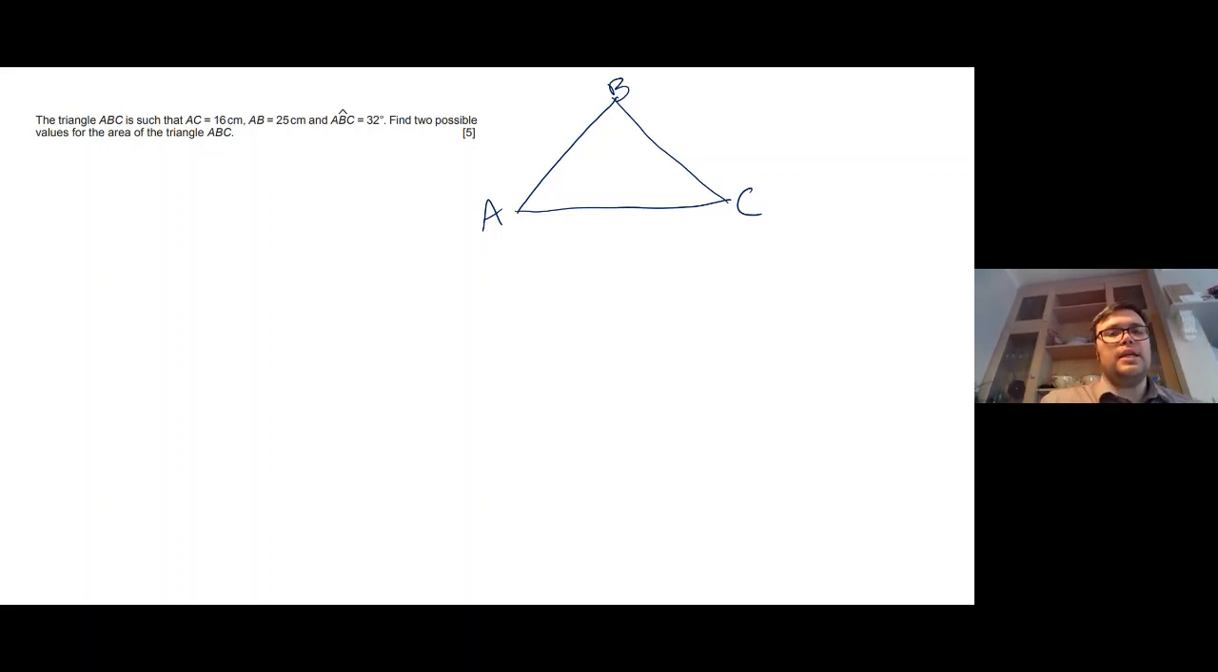So we're told that AC is equal to 16 centimeters. We're told that AB is equal to 25 centimeters, and we're also told that angle ABC is equal to 32. We're looking for two possible values of the area of the triangle.